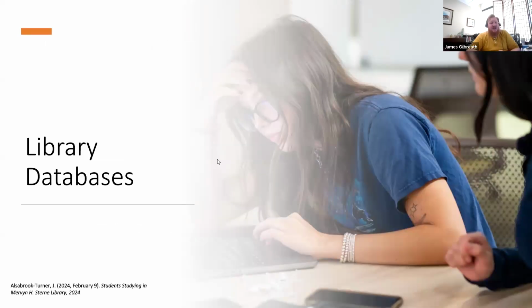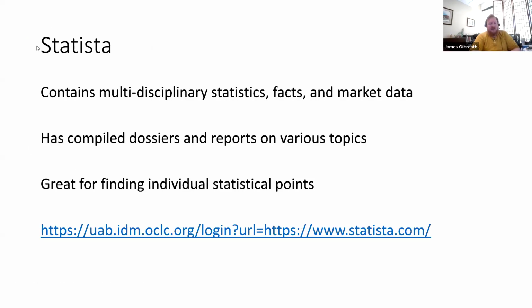So in terms of library resources that we have that have health statistics in there, the first one I'm going to talk about is called Statista. Statista is a database that contains multidisciplinary statistics, facts, and market data. Statista was originally developed as, and I think its main purpose is intended as, a business resource. However, the researchers at Statista pull in all sorts of things.